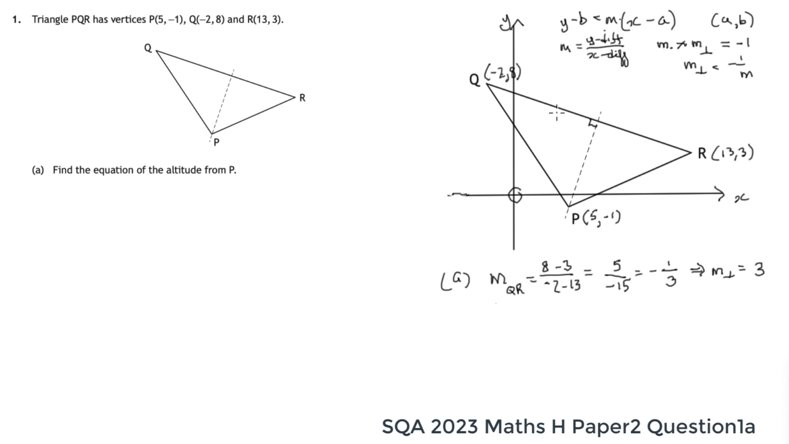So what do we need then to use this? We need to know a point on the line. So a point on the altitude is, well, there it is, 5, -1.